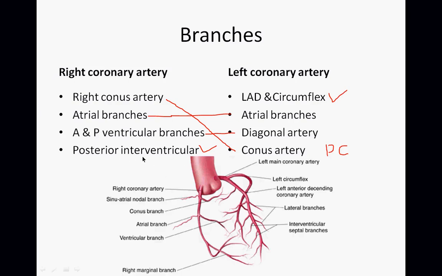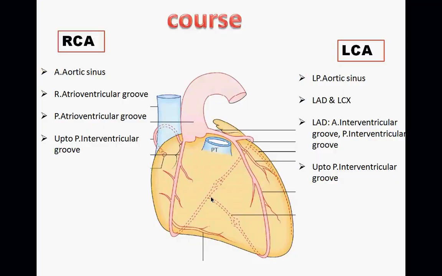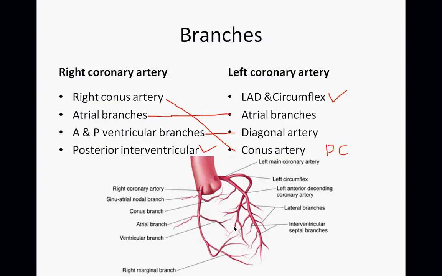Okay, the posterior interventricular artery is also abbreviated as PDA. It is a very important artery, and it is one of the main branches of the right coronary artery. I'll show you. You can see the artery over here. So that artery is the one which anastomoses with the posterior interventricular branch of the LAD, which goes posteriorly.